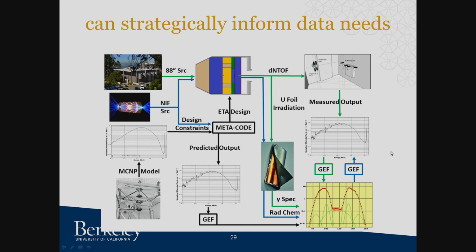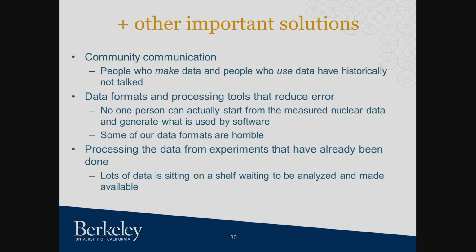So there are strategic experiments that you can do to try to unravel all of this, and James is doing some of that. So that's one piece, is doing experiments to help get data better.